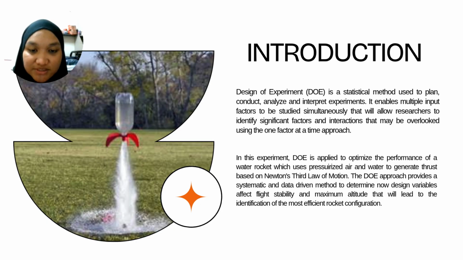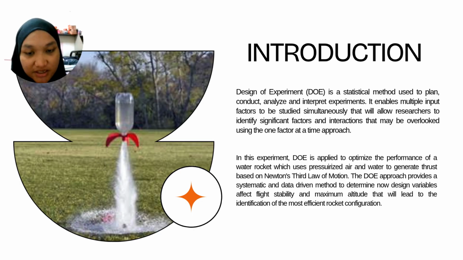I will be presenting the introduction. Design of experiment, which is DOE, is a statistical method used to plan, conduct, analyze and interpret experiments. It enables multiple input factors to be studied simultaneously, which allows researchers to identify significant factors and interactions that may be overlooked using the one factor at a time approach.